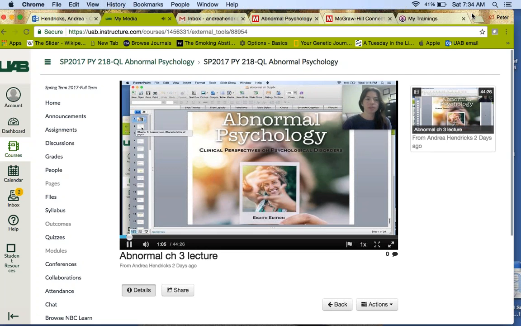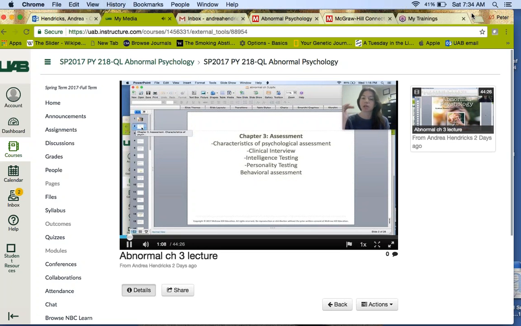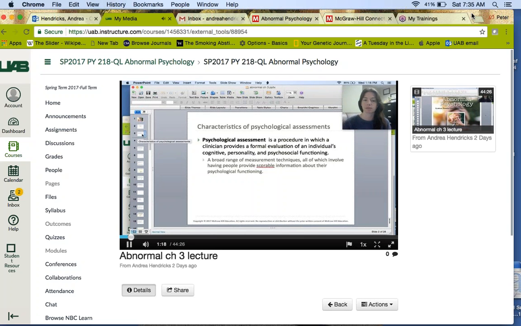Today we're going to talk about the clinical interview, intelligence testing, personality testing, and then some behavioral assessments. Let's start with the basics: psychological assessment is a procedure in which a clinician, meaning a psychologist or someone like that, provides a formal evaluation of an individual's cognitive, personality, and psychosocial functioning, or one of those things.